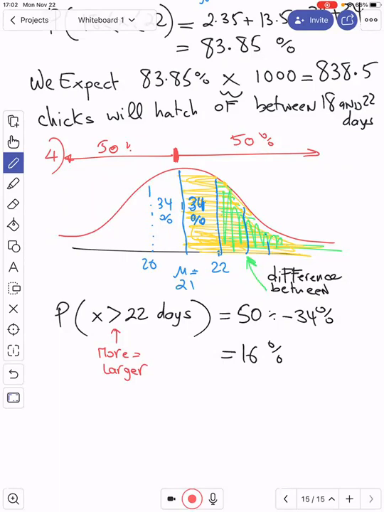All right. How much time is left? Any questions so far, guys?